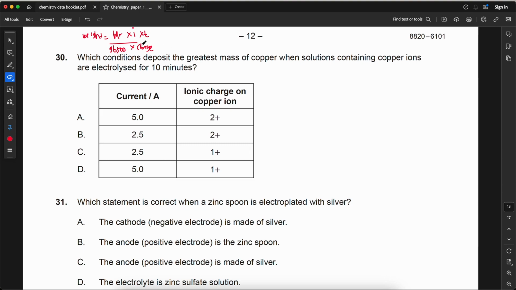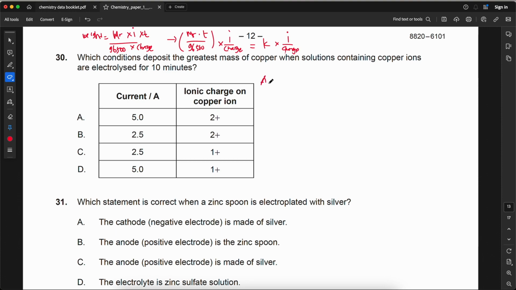And then Mr for Cu. So Mr, Faraday, and time are constant. Therefore, let me rewrite: Mr times T divided by 96,500 times I divided by charge, current divided by charge. Okay, so we can also do K times I divided by charge.